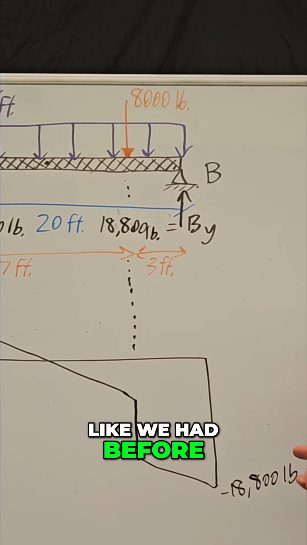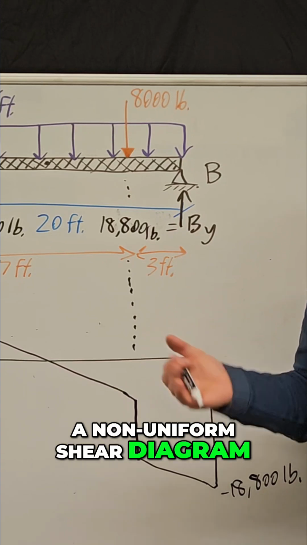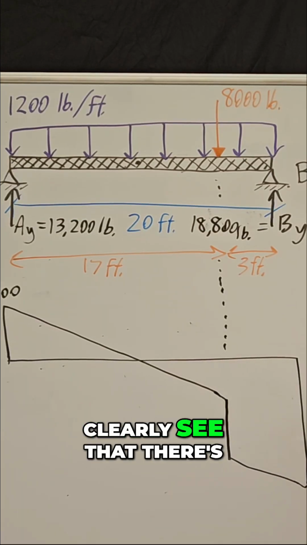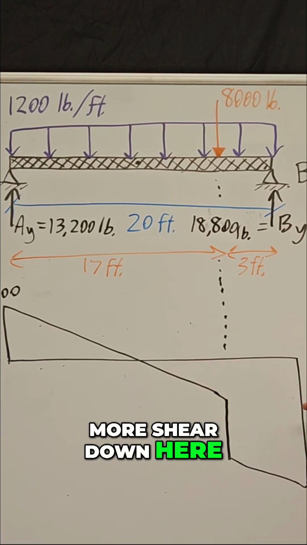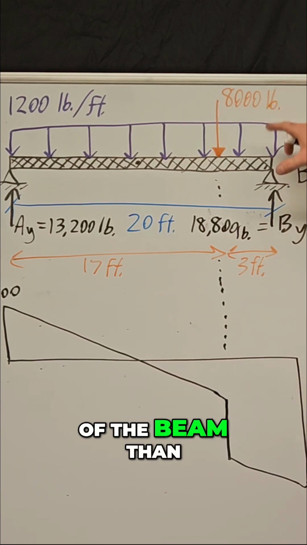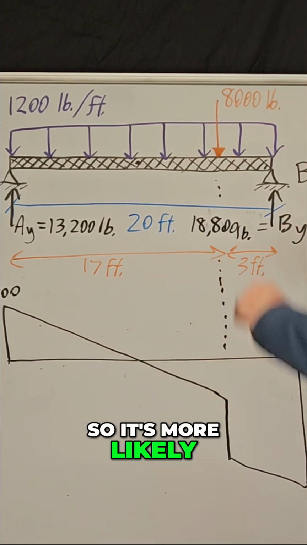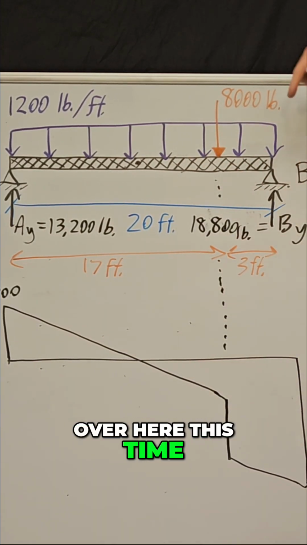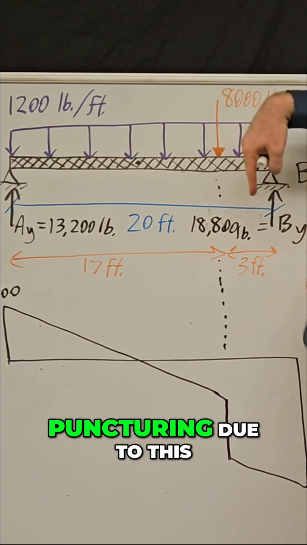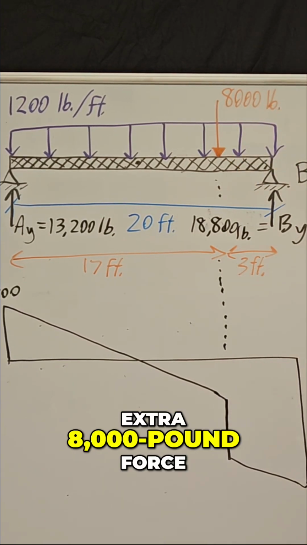like we had before. So now we have a non-uniform shear diagram, and you can very clearly see that there's more shear down here on the right side of the beam than there is on the left side. So it's more likely to fail in shear over here this time, and that makes sense because there's this puncturing due to this extra 8,000 pound force.